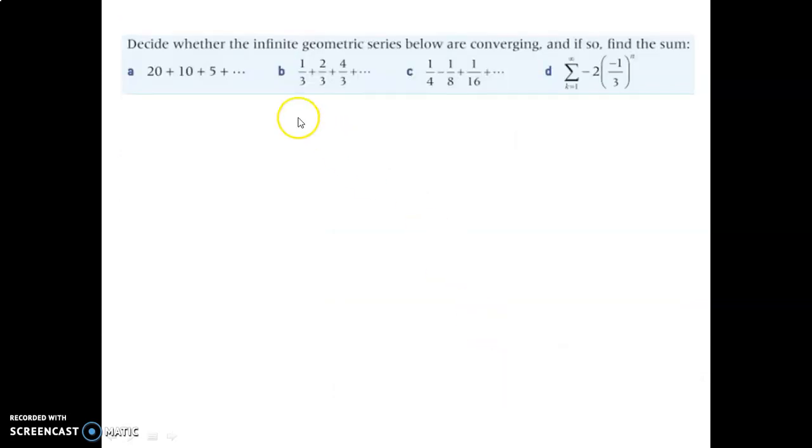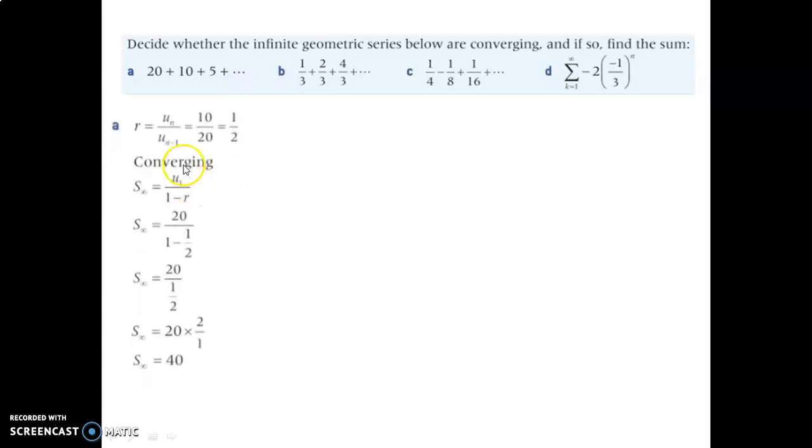Okay, here's some more. For each of these, decide if it's an infinite geometric series. Sorry, they all are infinite geometric, but is it converging? And if it is converging, then find the sum. Okay, first one, definitely converging. We can find the r value by doing one term divided by the previous term, and now we see the r value is a half. Since the r value is less than 1, it's converging. Use the formula, you get the sum.